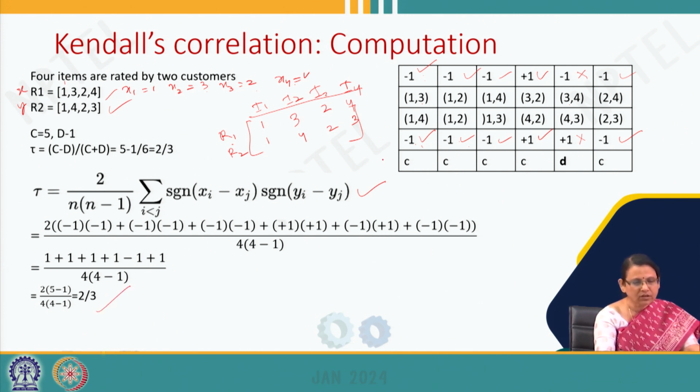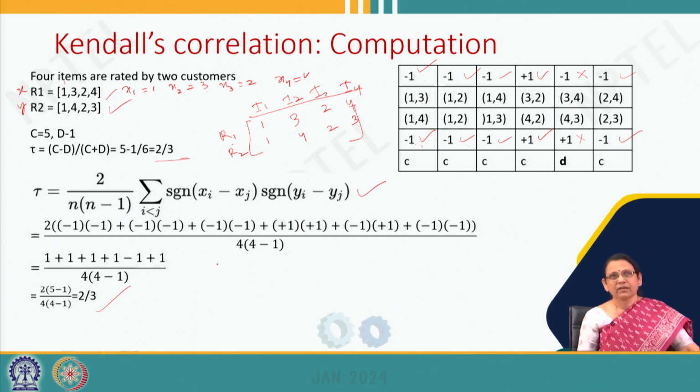Similarly, if we consider the concordant and discordant pairs, how many concordant pairs are there? 5 concordant pairs where they agree. So, here they agree, here they agree, here. So, there are 5 places they agree and 1 place they do not agree. So, C minus D by C plus D is again 2 by 3. So, whether you go by this formula or this formula, they lead to the same observation. They in fact are the same; the value of tau in this particular example is 2 by 3.